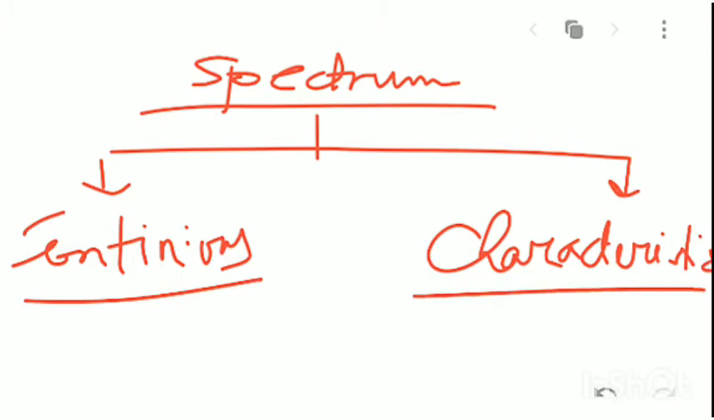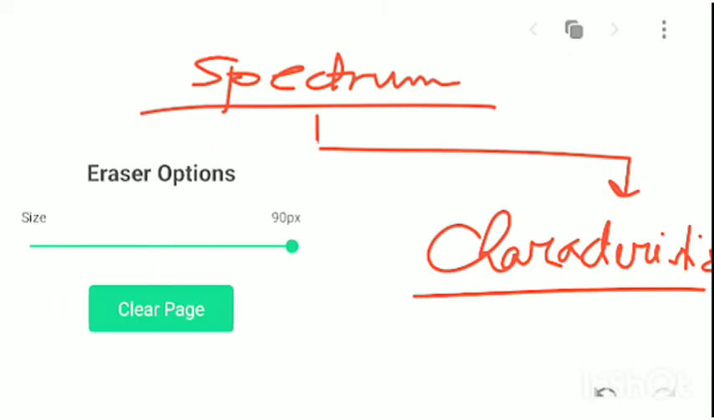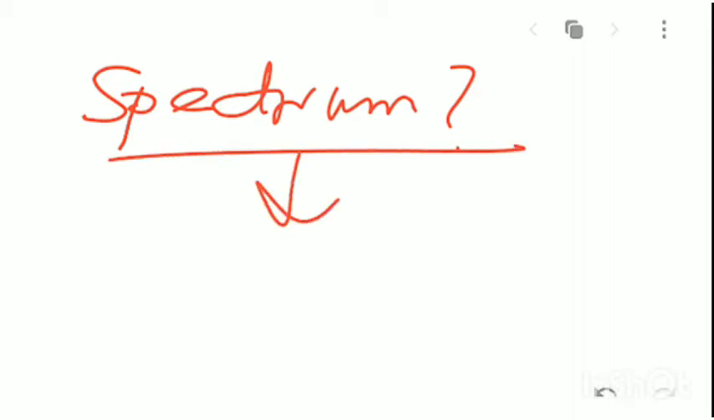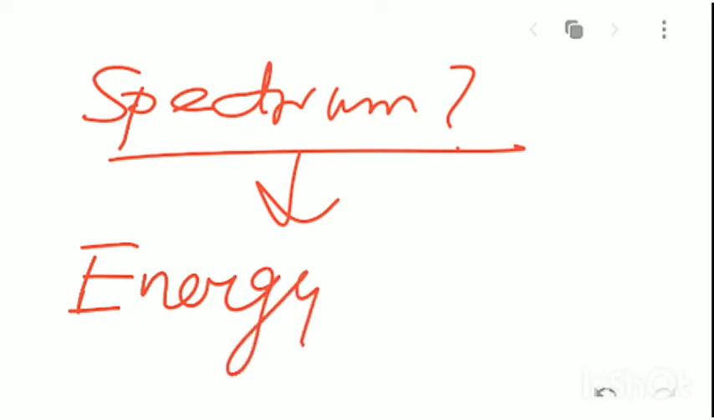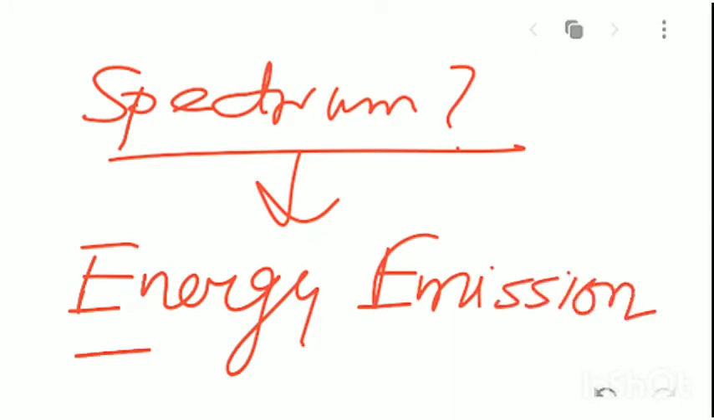Okay, another question appears: where are these characteristic spectrums coming from and where are these continuous spectrums coming from? Any kind of spectrum that occurs, why does it occur? Due to some energy emission. Clear? And how does this energy emission happen in these cases?